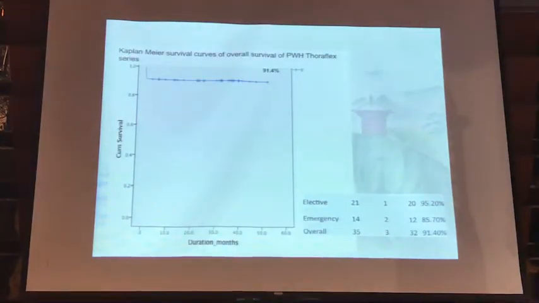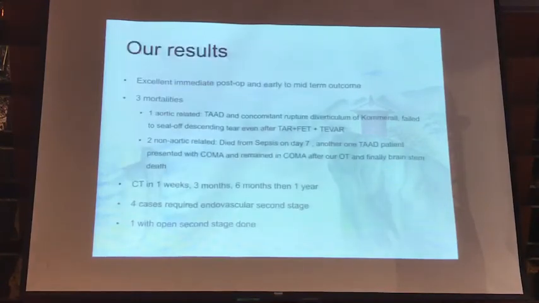One thing I want to show is the Kaplan-Meier curve plotted for all our survival cases. Basically, you can see after the initial stage of mortality, we have a reasonably good midterm survival. Of the three mortalities, one is aortic related.